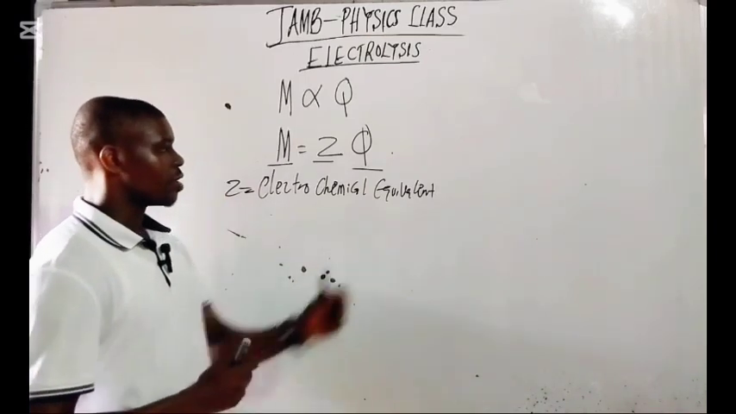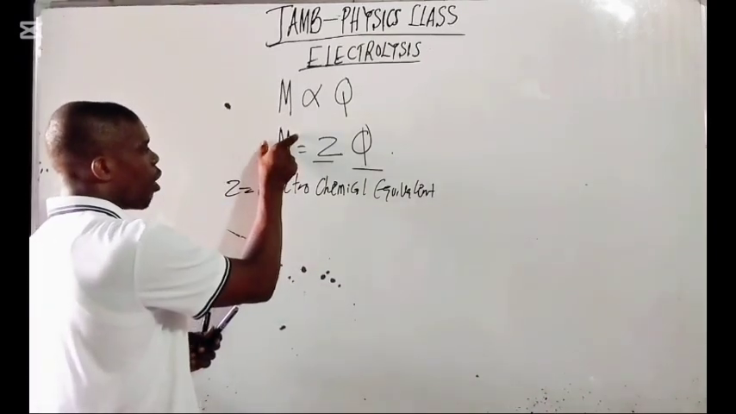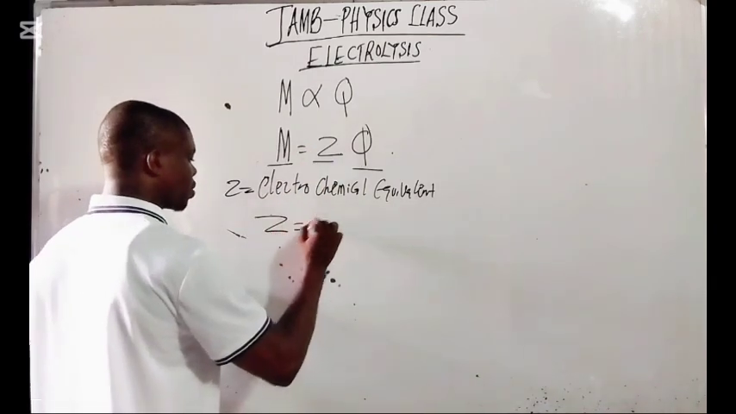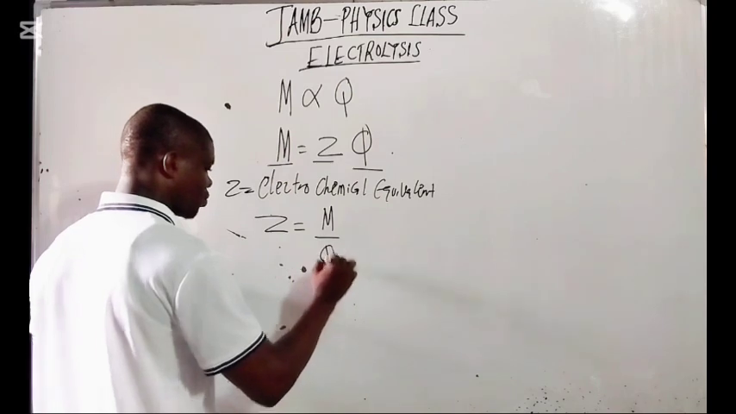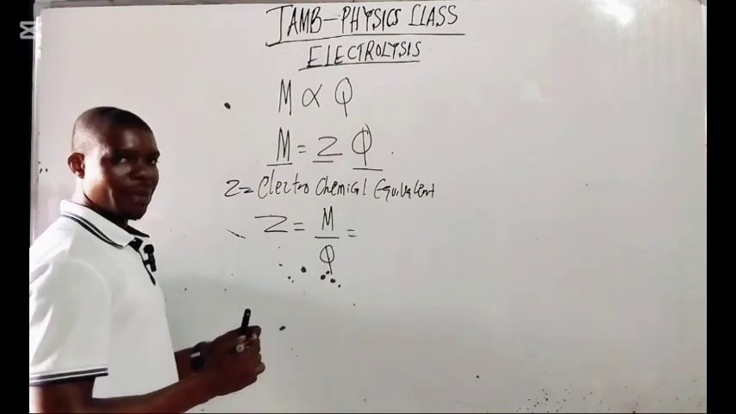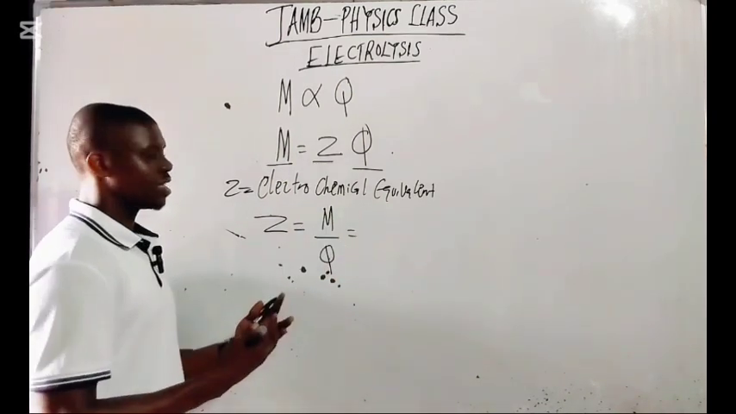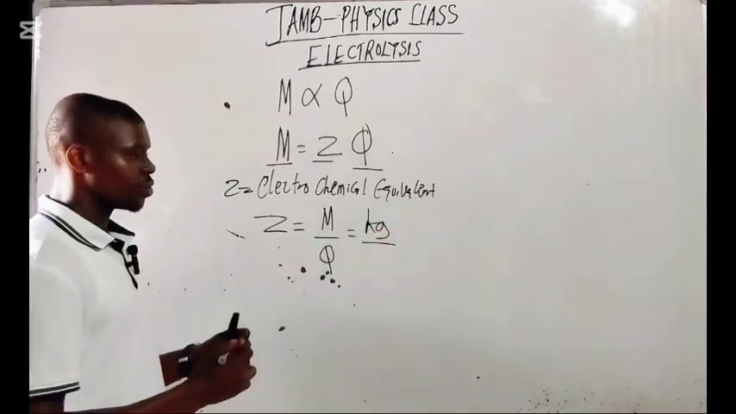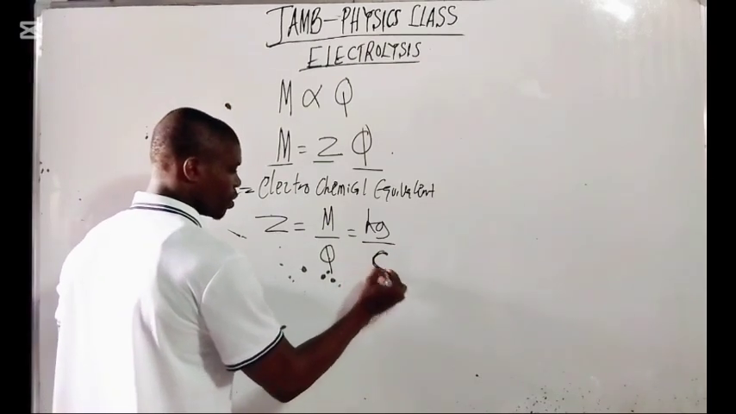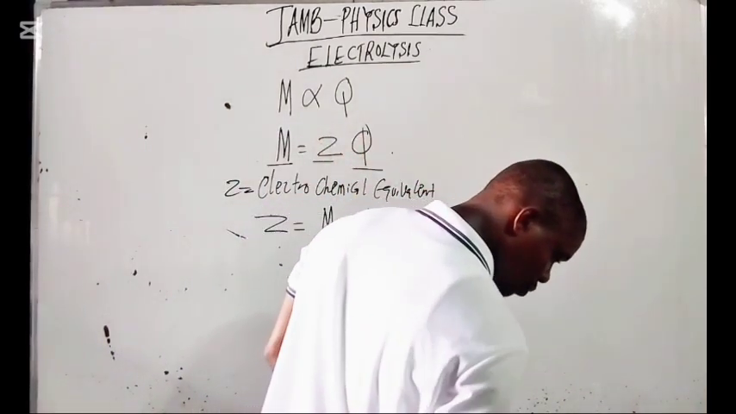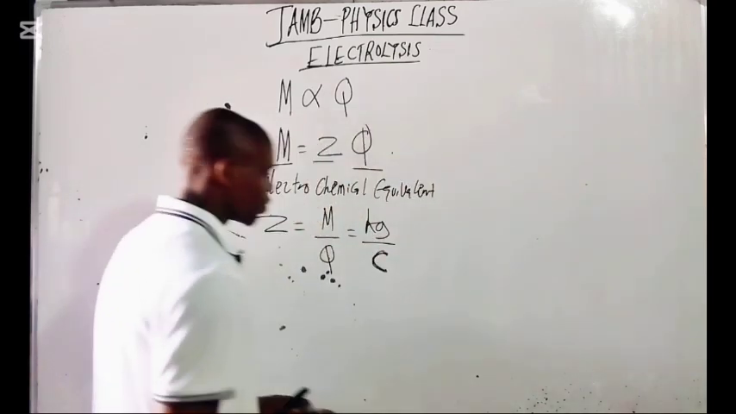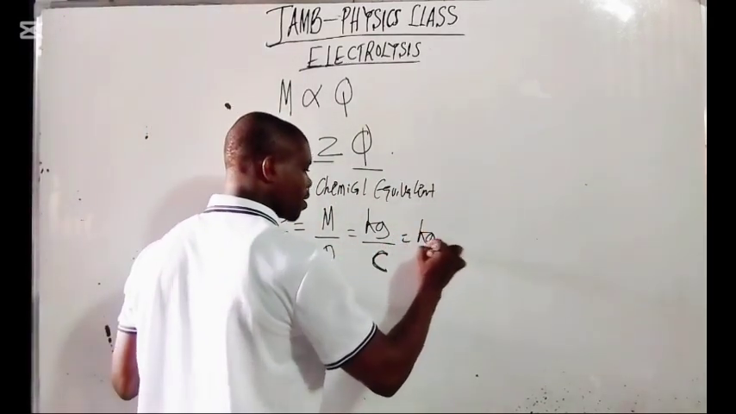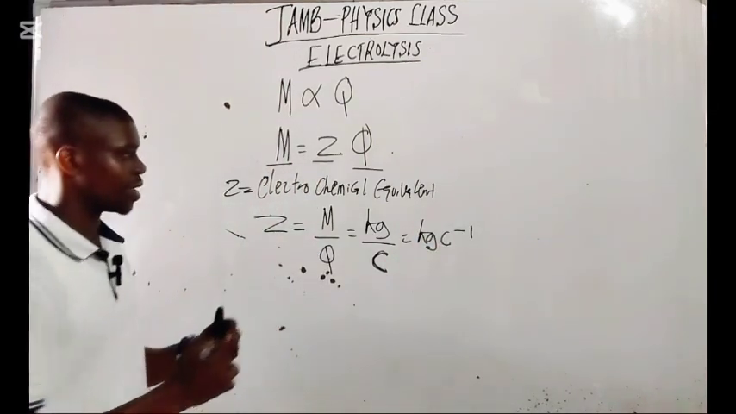Let me show you the unit. If you make Z the subject of the formula, Z equals M over Q. The unit of mass in physics is kg. The unit of Q is coulomb. So the unit of the electrochemical equivalent is kg per coulomb. Very important here.